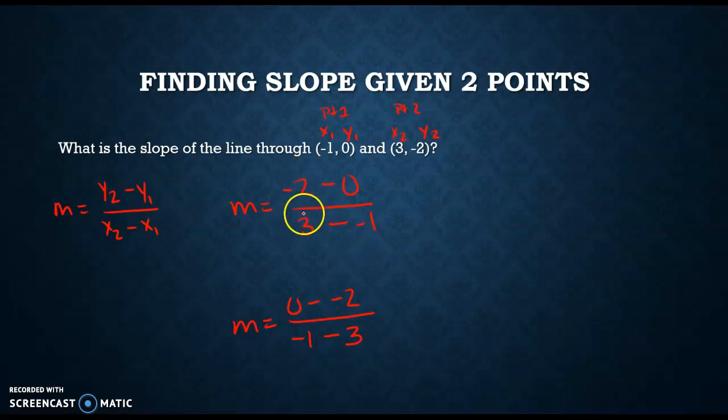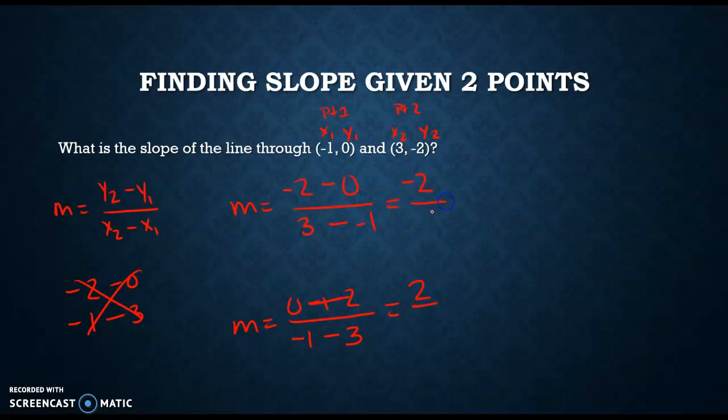Notice that our points 3, -2 and -1, 0 match vertically. 0 with -1, -2 with 3. They have to match vertically. I cannot do -2 minus 0 and then -1 minus 3, because that's going to mess with my signs. But if we continue with where we are, -2 minus 0 is -2. Over here, 0 minus a -2 becomes plus a positive, and we get a +2.